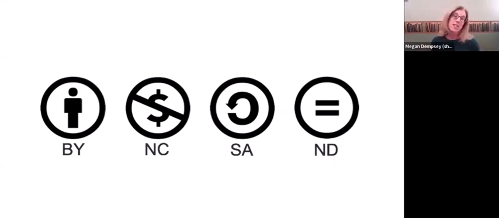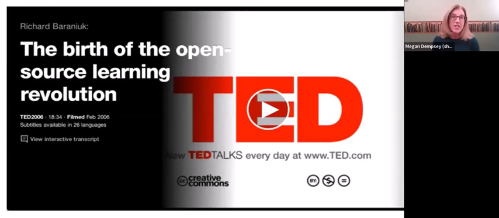I then show them all the possible combinations of the elements of the license and talk about the varying degrees of openness that can exist. I like to include examples of where students may have seen the licenses before and not realized it. And TED Talks are a great example of this. It gets the students thinking about why someone might want a more restrictive license on content.